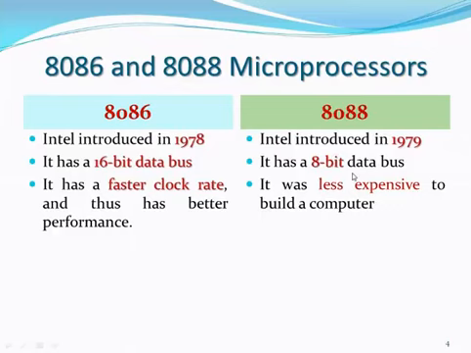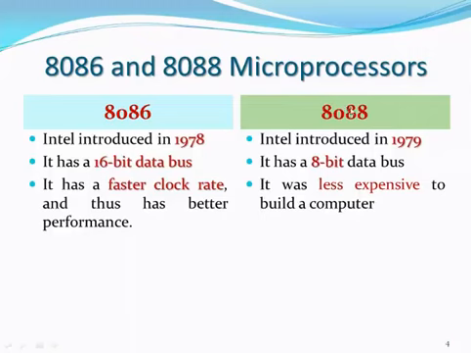Is that right? Yes, sir. It is obvious. If it is 8-bit, definitely we can get half the performance of that, right? The speed will be half as compared to the 8086. But it was less expensive to build a computer.